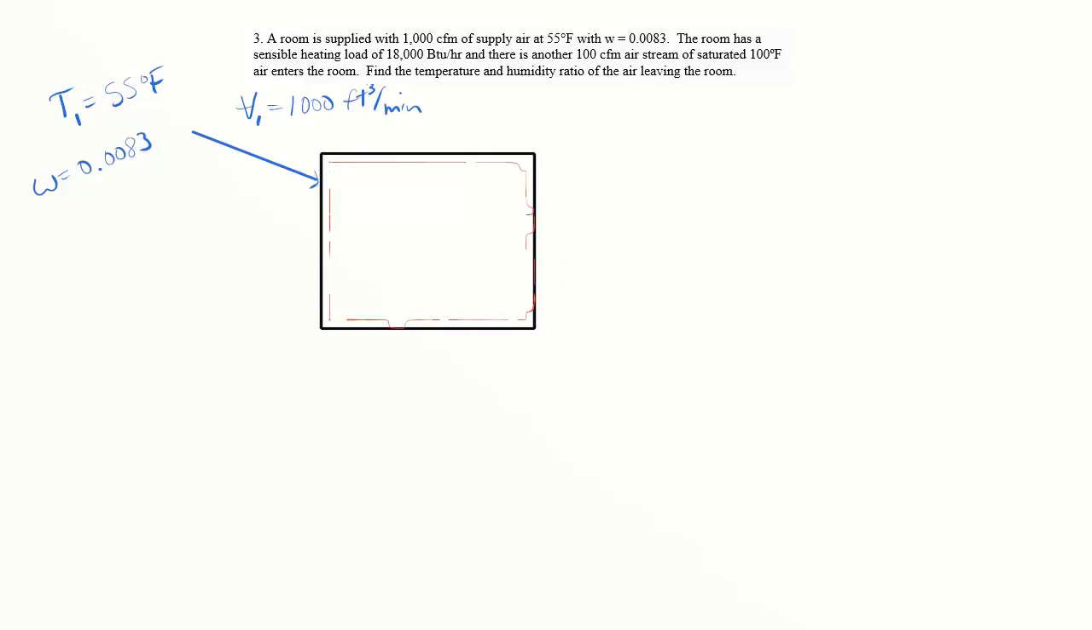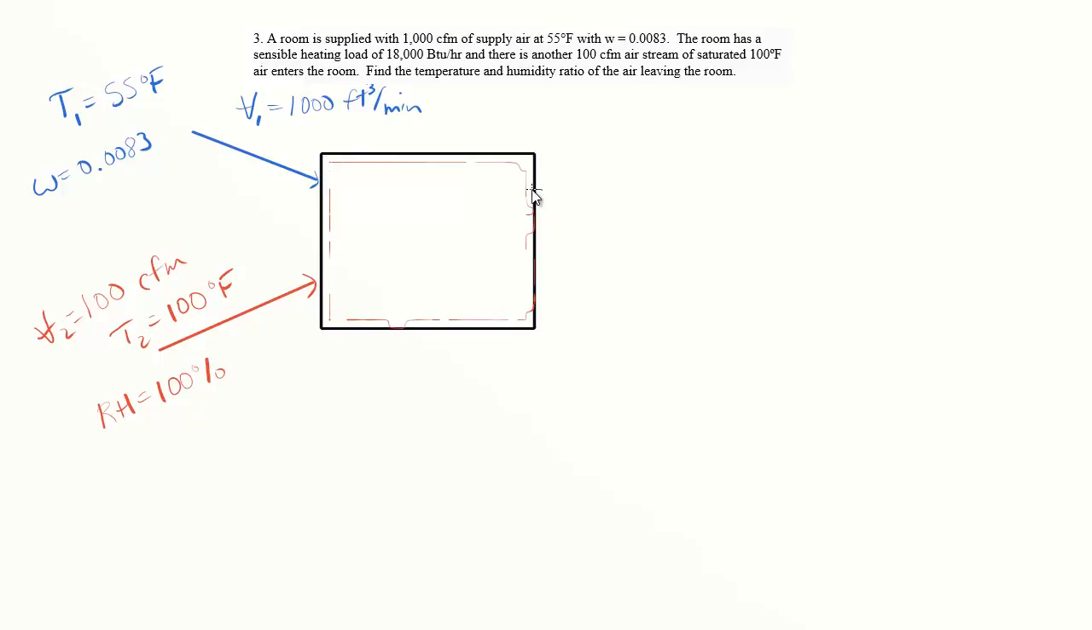Now, there's something unique about this problem in that we also have air coming from some sort of steam humidifier, at this state 2, we have 100 CFM. I'm going to call this state 2, and this air is 100 degrees Fahrenheit, and it's also saturated. And when you hear saturated, you can assume that the relative humidity is 100%.